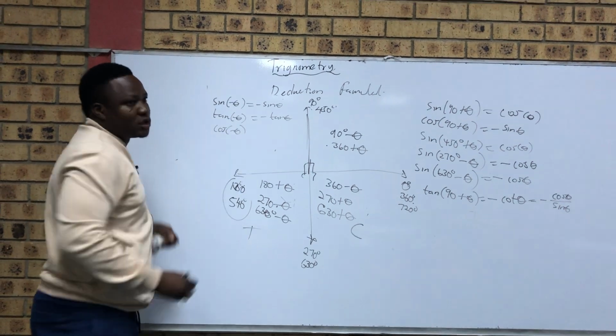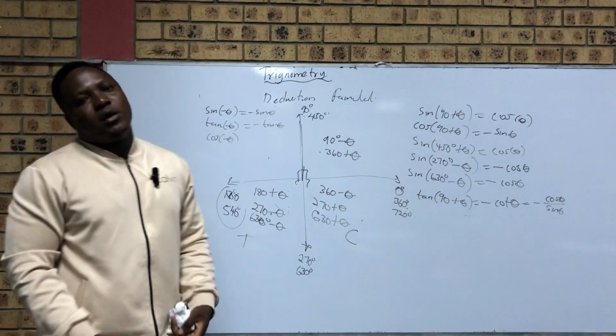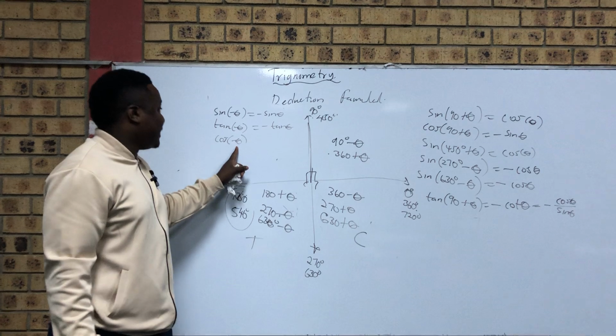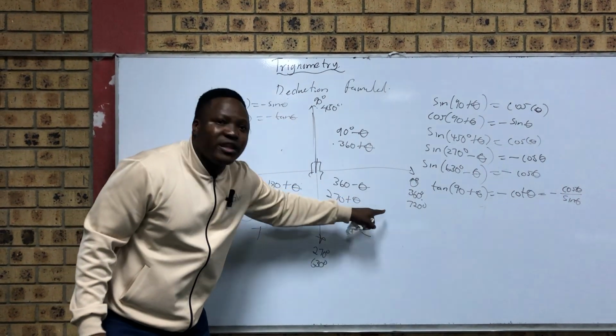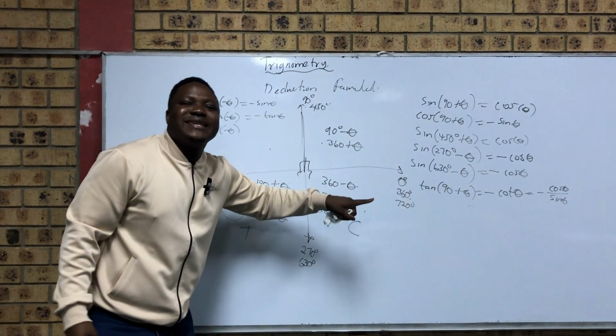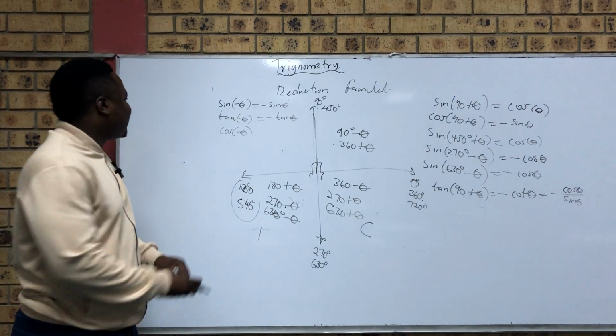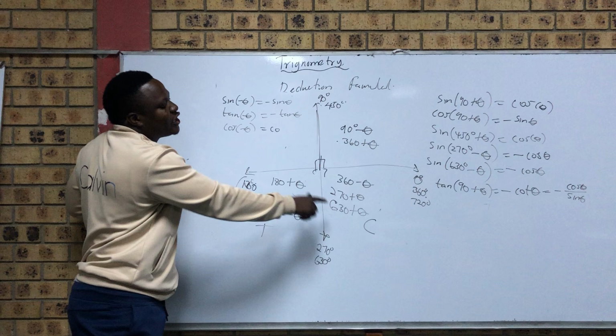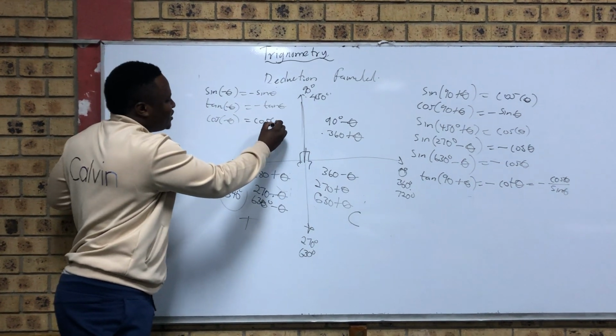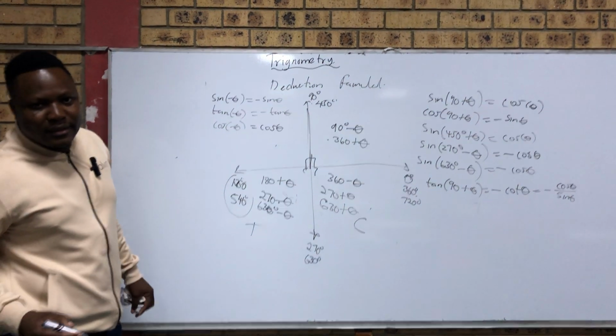Many people will be asking me, why? Because this angle, remember, it's a negative angle. It's found in the fourth quadrant, and only cos is positive there, which means this one is going to be positive cos.